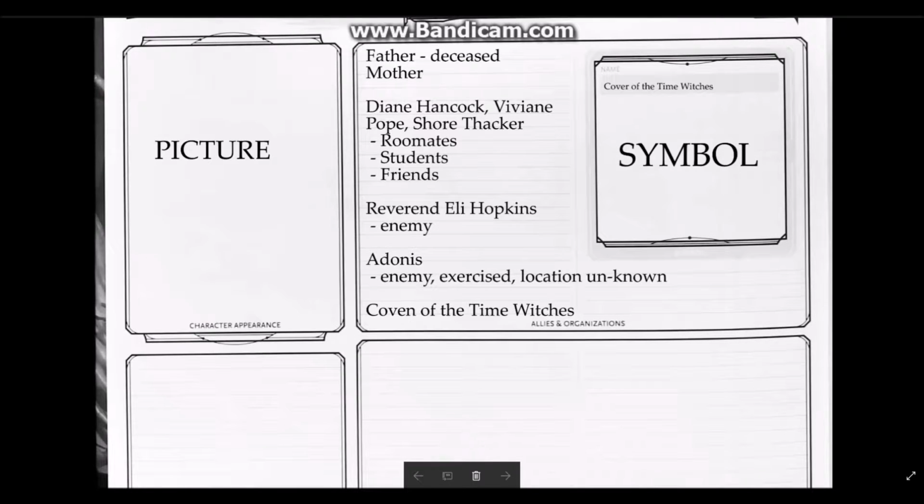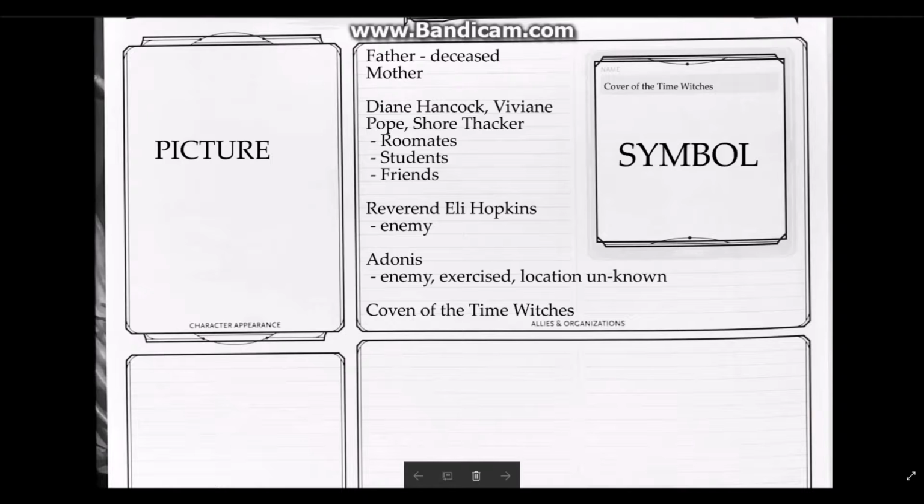Reverend Eli Hopkins is an enemy, and an enemy from a long time ago is Adonis. She doesn't know what happened to this guy. The last time she saw him, she was performing an exorcism basically on him. So she doesn't know where he is. Far as she knows, he could be dead.